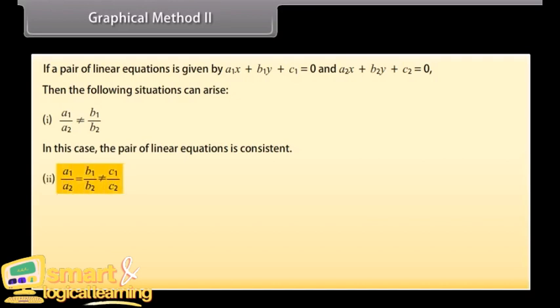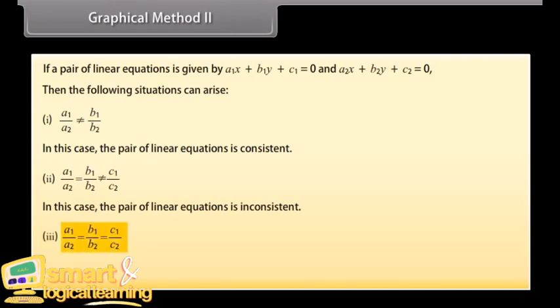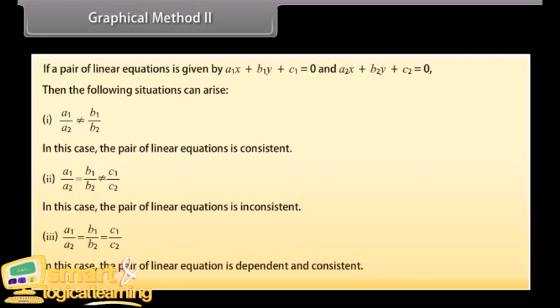2. a1 upon a2 is equal to b1 upon b2 is not equal to c1 upon c2. In this case, the pair of linear equations is inconsistent. 3. a1 upon a2 equals b1 upon b2 equals c1 upon c2. In this case, the pair of linear equations is dependent and consistent.